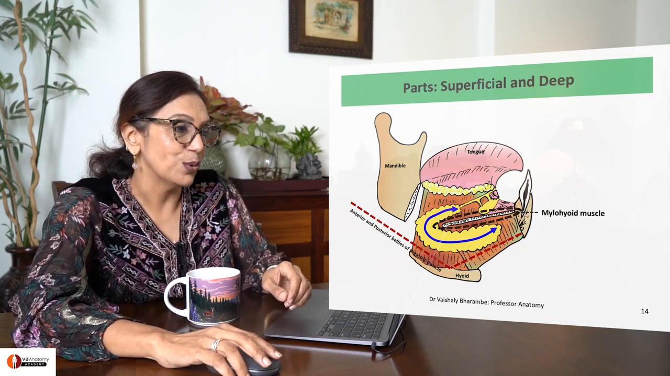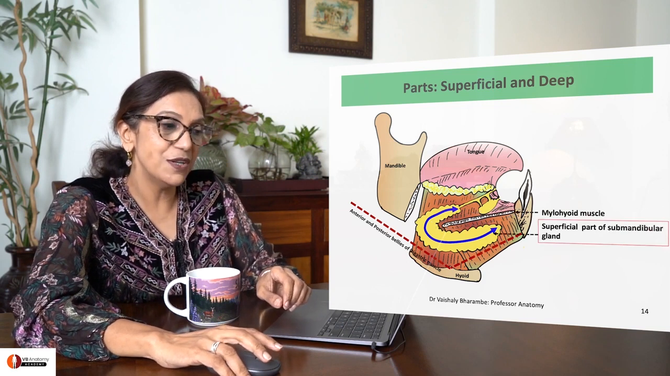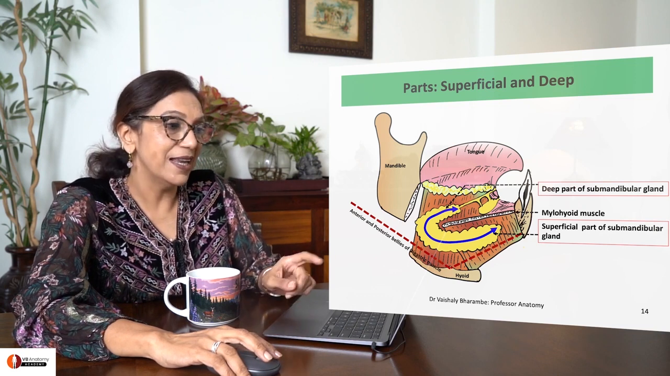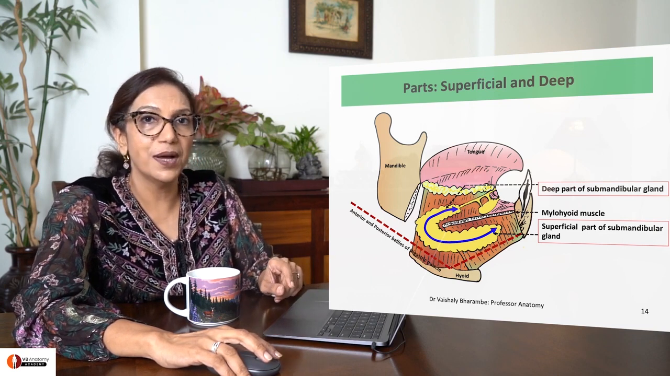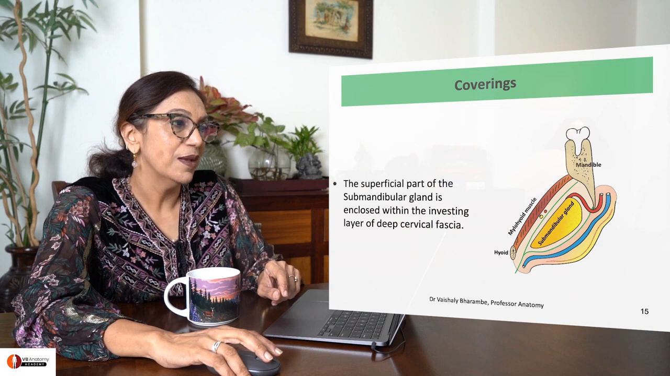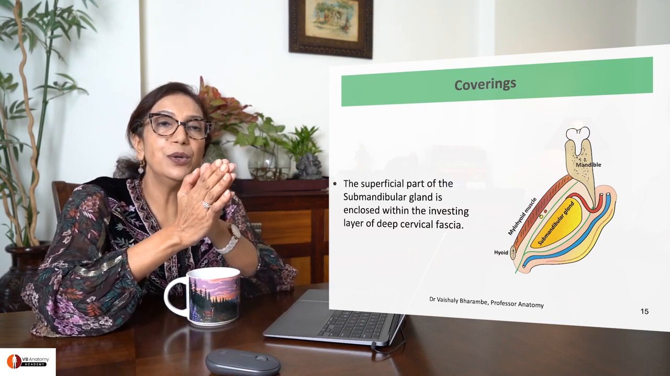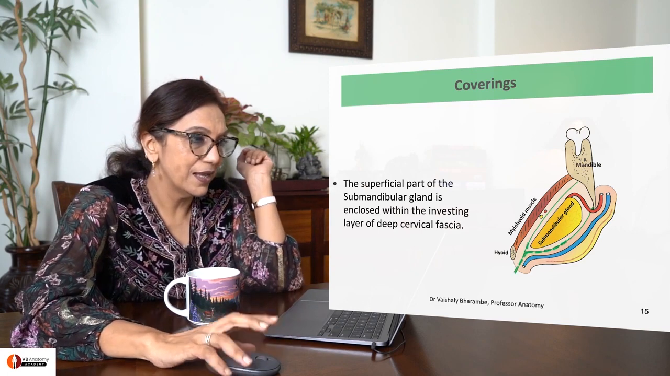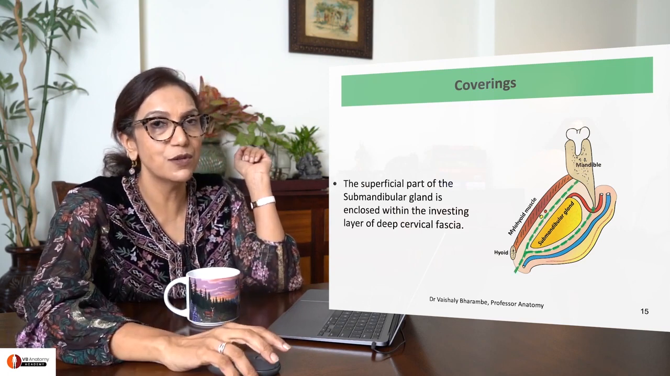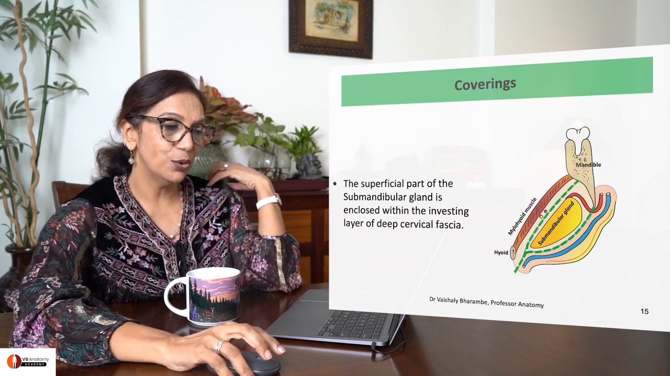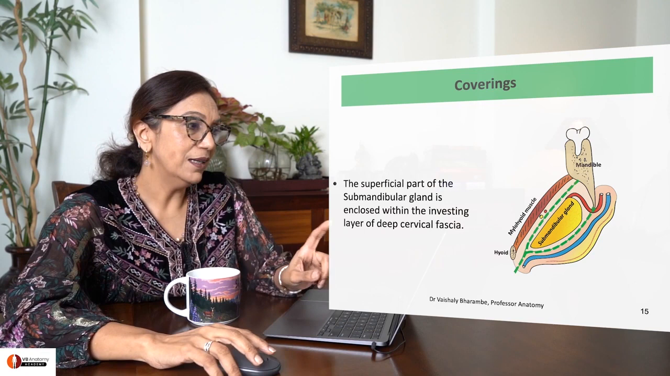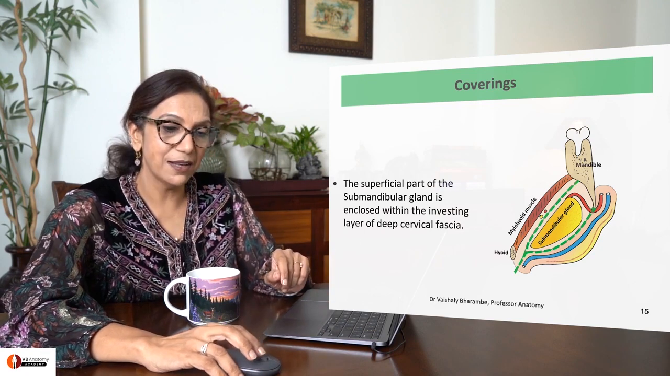So this is the superficial part of the gland. This is the deep part of the gland. And in the middle is your mylohyoid muscle. Right. So now we are going to concentrate on the superficial part of the gland. You can see that this is a section of the superficial part of the gland. You can see how it is enclosed within the investing layer of deep cervical fascia.